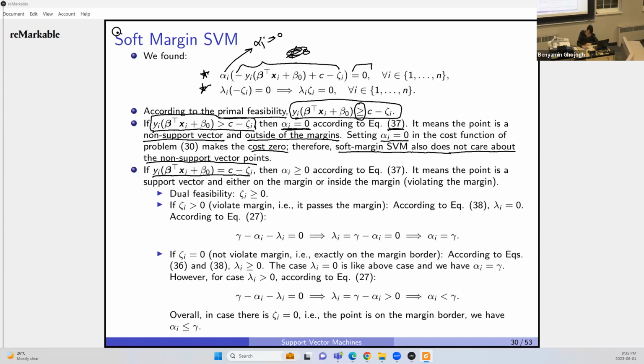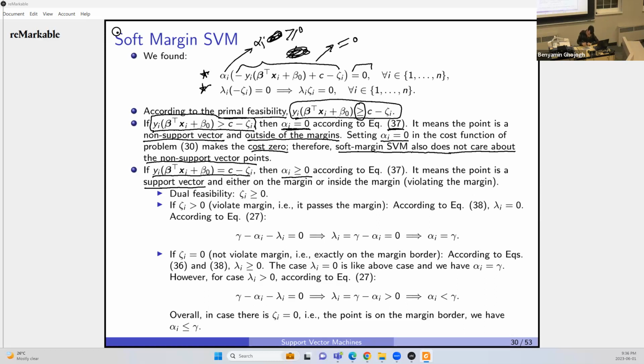Then this is equal to zero. Therefore, alpha i might be zero, might be not zero, but we know according to dual feasibility, alpha i's are greater than or equal to zero. Therefore, they should be greater than or equal to zero. They can't be negative. Okay. Therefore, this means that the point is a support vector and its alpha i might be zero, might not be zero. Usually they are not zero for support vectors.